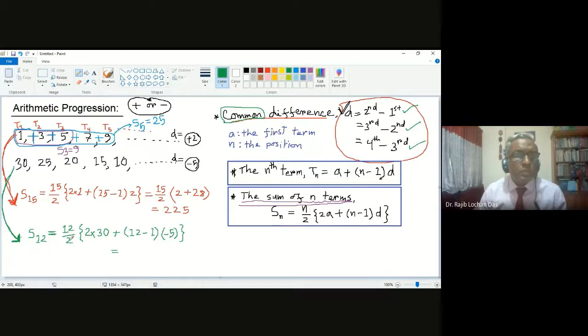Then you do the calculation. 12 by 2, you can write 6, and then in the bracket it is 60, then 11 into minus 5, so minus 55, right? So it will be 6 into 5, and 6 into 5 means 30. So this will be the answer, and this is the sum of 12 numbers. Is that okay? Do you understand now? Yes, sir.